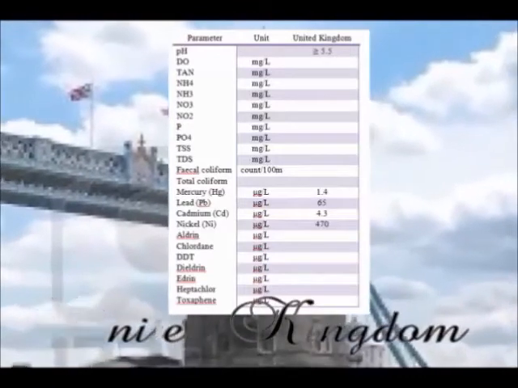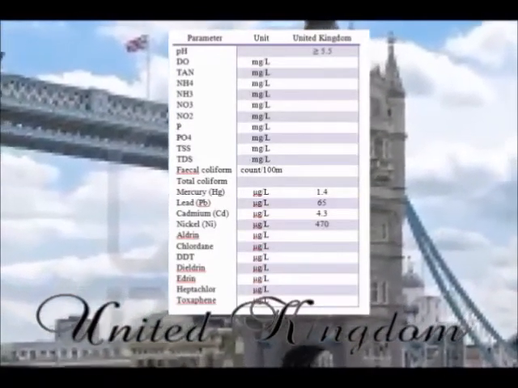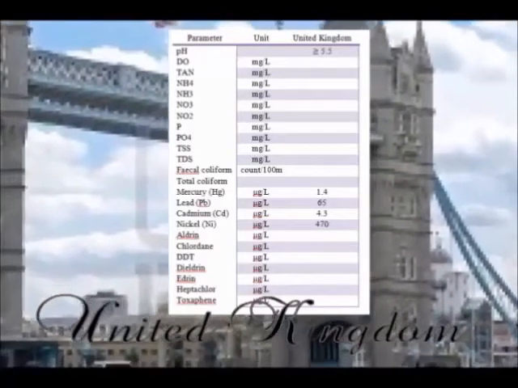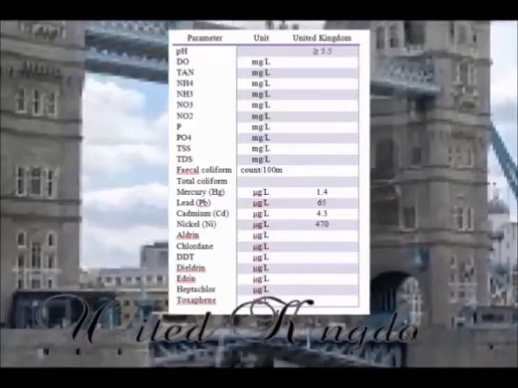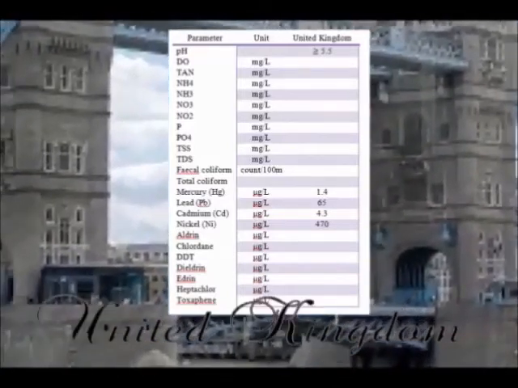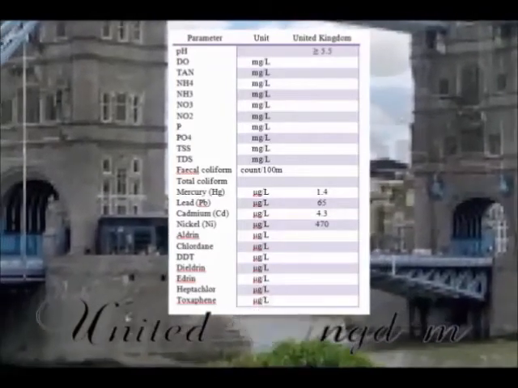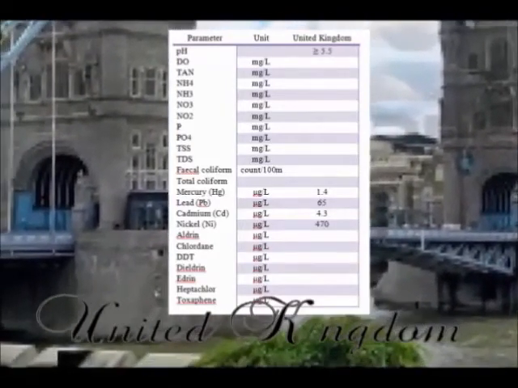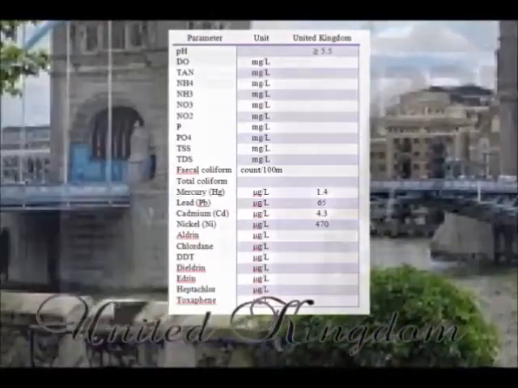In terms of mercury, the safe level of water for fishing is 0.01 μg per liter. For lead, the acceptable concentration is 10 μg per liter. In relation to nickel, the standard water quality is 0.2 mg per liter. But the records of mercury, lead, and nickel exceeded the safe level, therefore they are considered toxic.